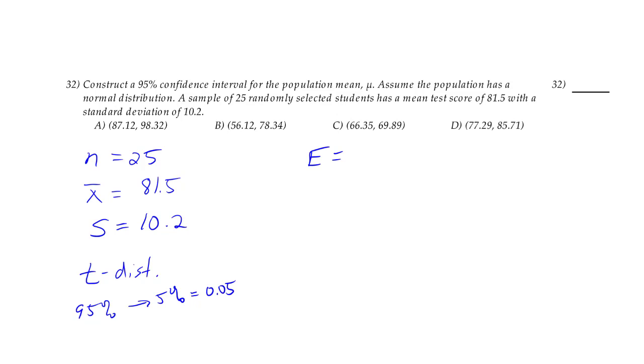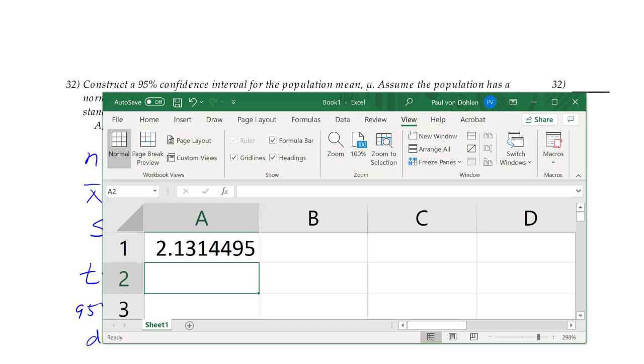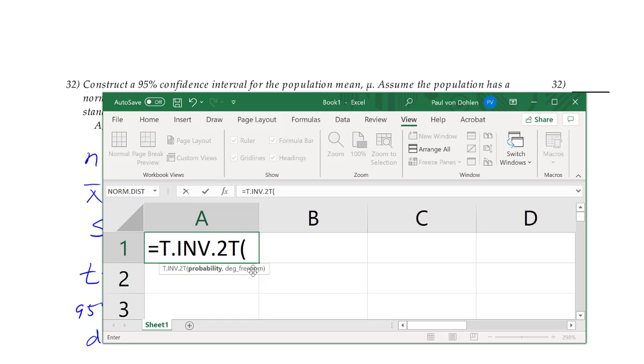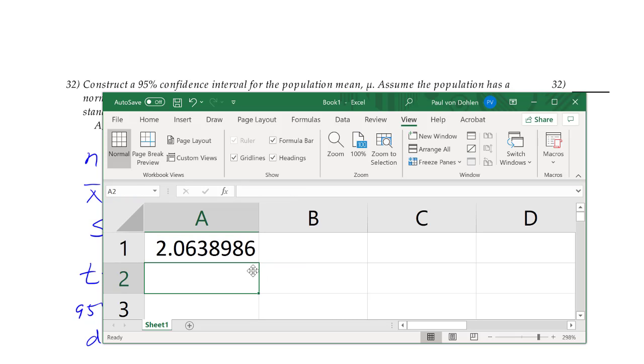So again, first I'll do the margin of error. My critical t value, I have to do it based on my degrees of freedom, because my sample size is 25, is one less, 24. And so I'm going to look up the inverse, two-tailed. What do we say? 0.05 left over, and 24. 2.064, we'll say.